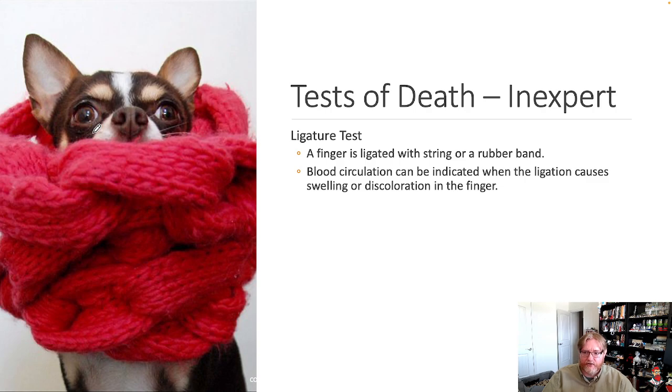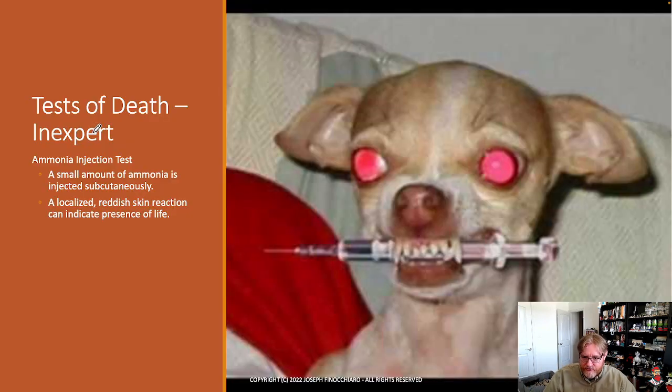Ligature test. A finger is ligated with a string or rubber band. Blood circulation can be indicated when the ligation causes swelling or discoloration of the finger. This is the adult equivalent of holding your finger tightly and watching it turn red. That's basically what you're doing in a ligature test. You have the ammonia injection test, where a small amount of ammonia is injected subcutaneously. A localized reddish skin reaction can indicate presence of life. You really do not want to be injecting people with ammonia to see if they are alive.